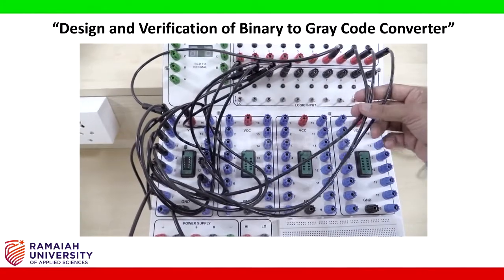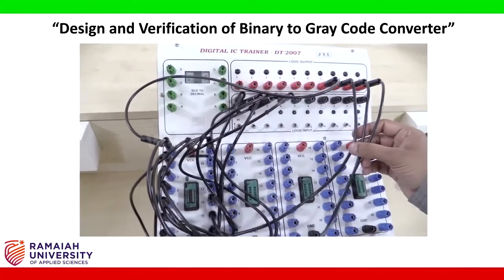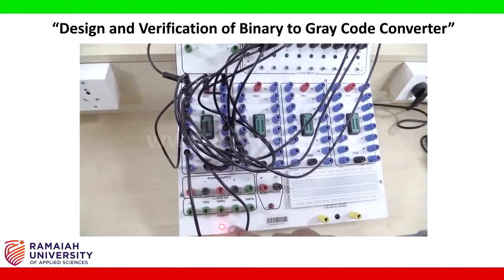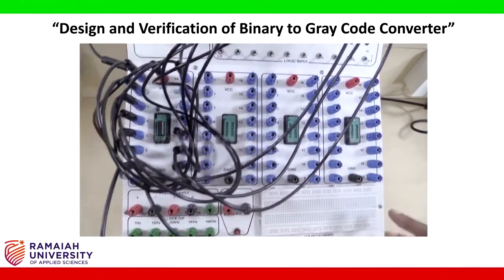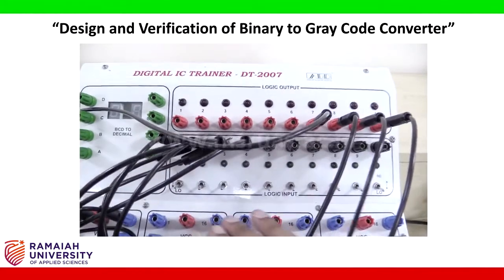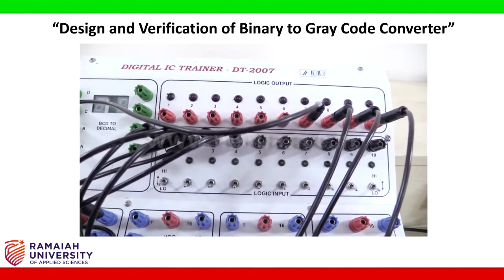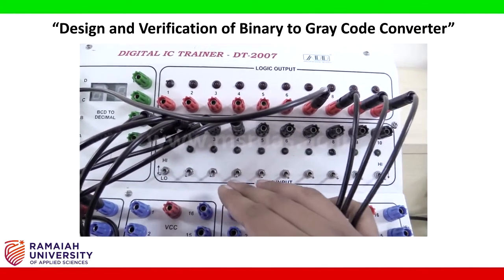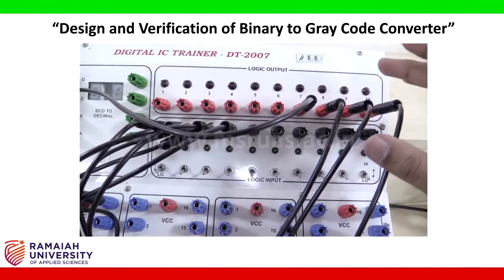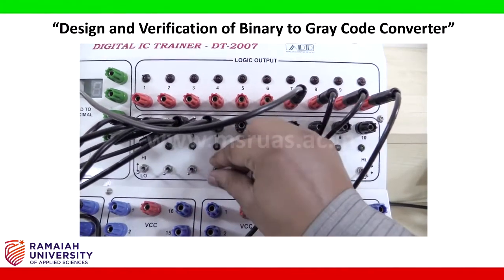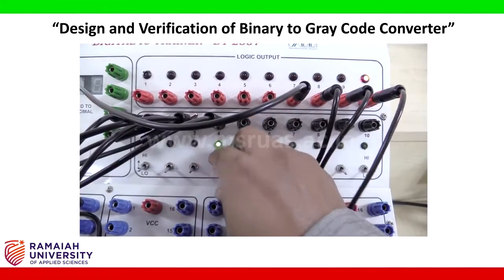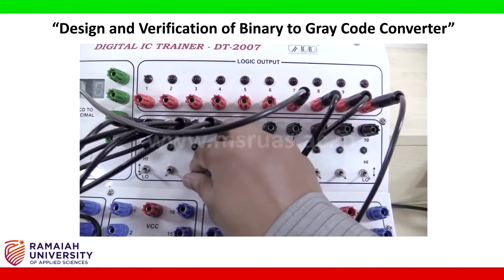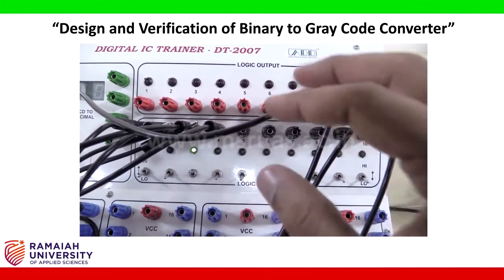Now we will verify the truth table according to the given truth table. Before that we have to turn on the power supply to the digital IC trainer kit. You can see the LED bulb is on, so the power is on for the kit. For the input combinations, there are 16 different combinations we can go through. For the first combination, the input is 0 0 0 0, then the output also is 0 0 0 0. Now for the next combination 0 0 0 1, you can see the output is 0 0 0 1. For the next combination 0 0 1 0, the output is 0 0 1 1.